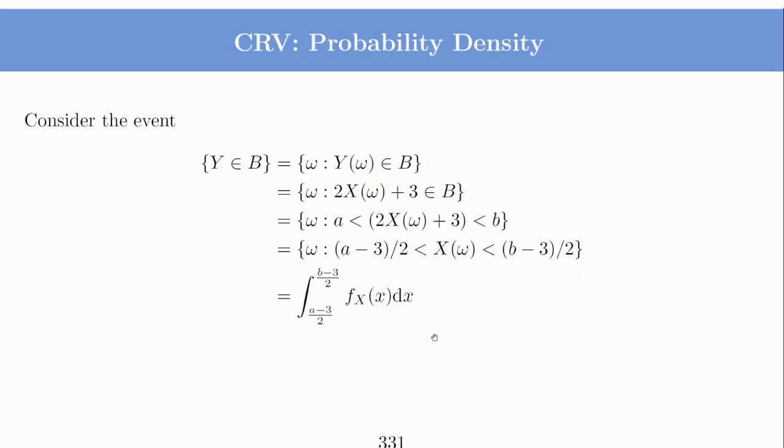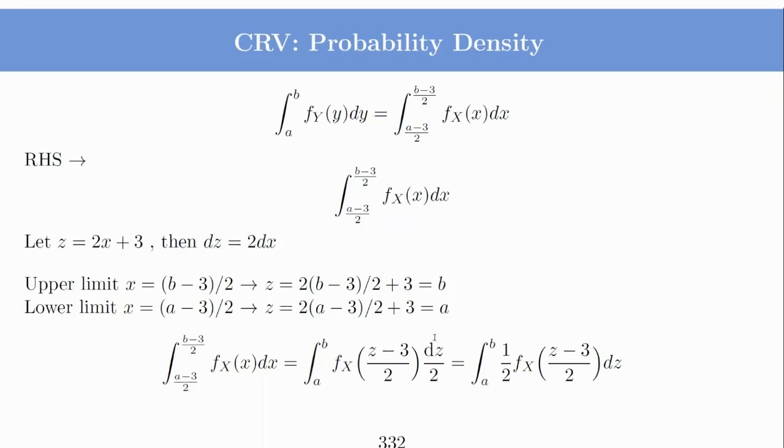Now, regardless of whether we compute from the density of x or the density of y, the probability that y belongs to [a, b] should be the same. So from this calculation, we can say that the integration of the density of y from a to b should be equal to the integration of the density of x from (a minus 3)/2 to (b minus 3)/2. So now our idea is to somehow find some function of f_Y so that we can say that these two are also equal.